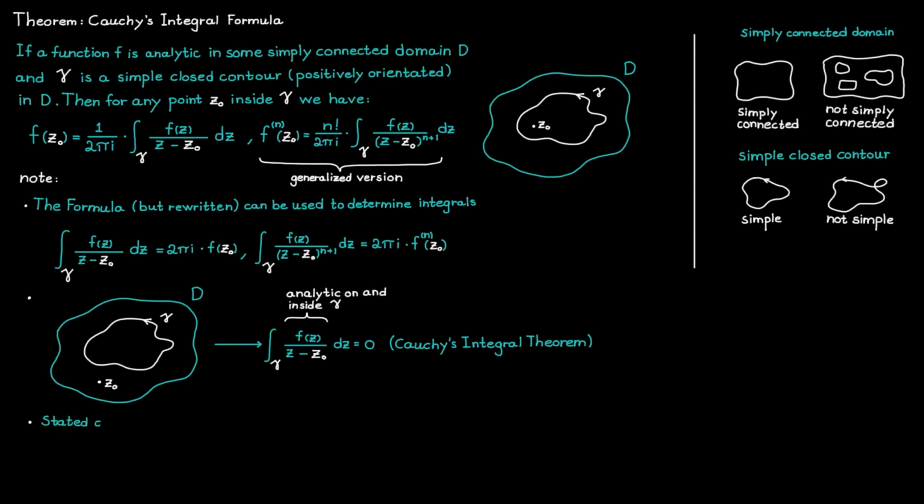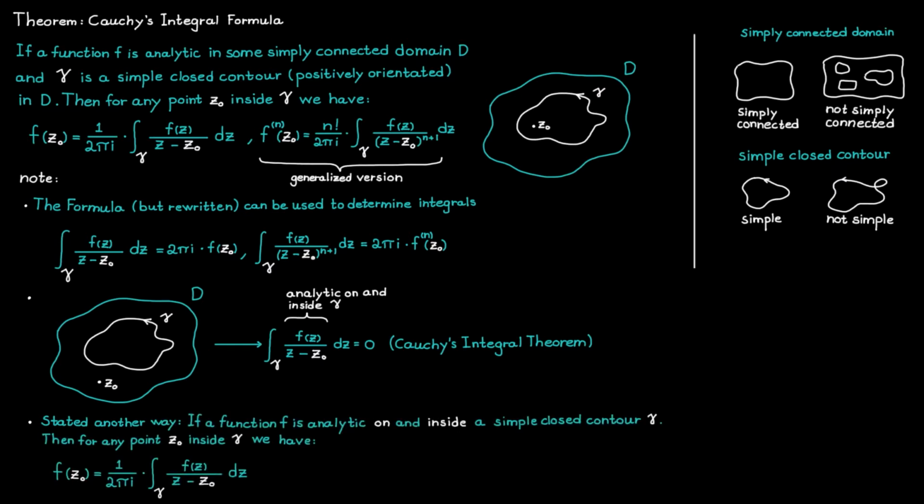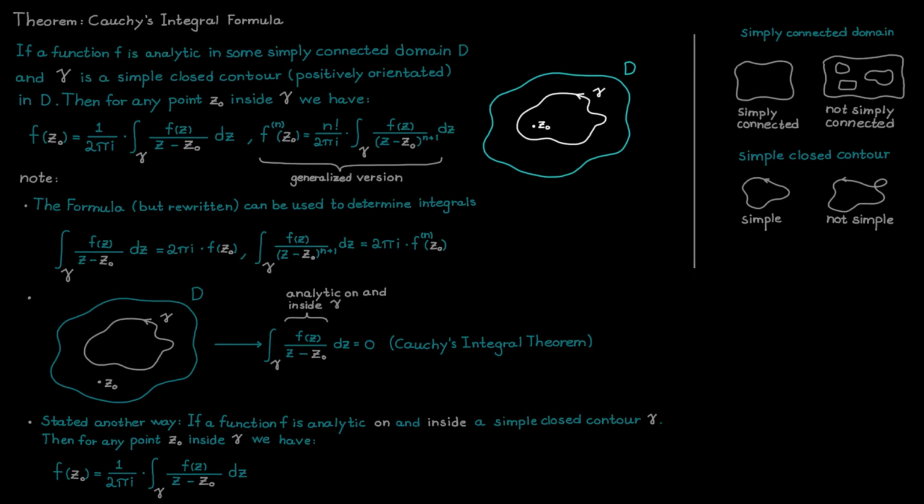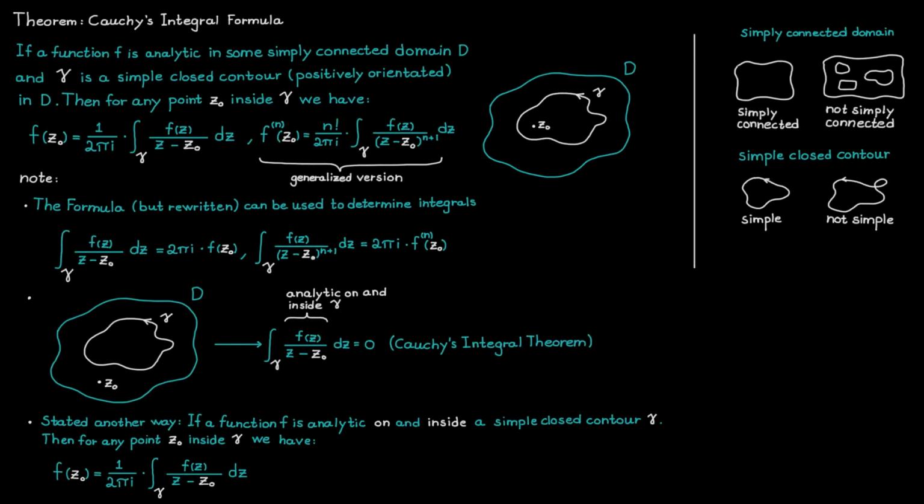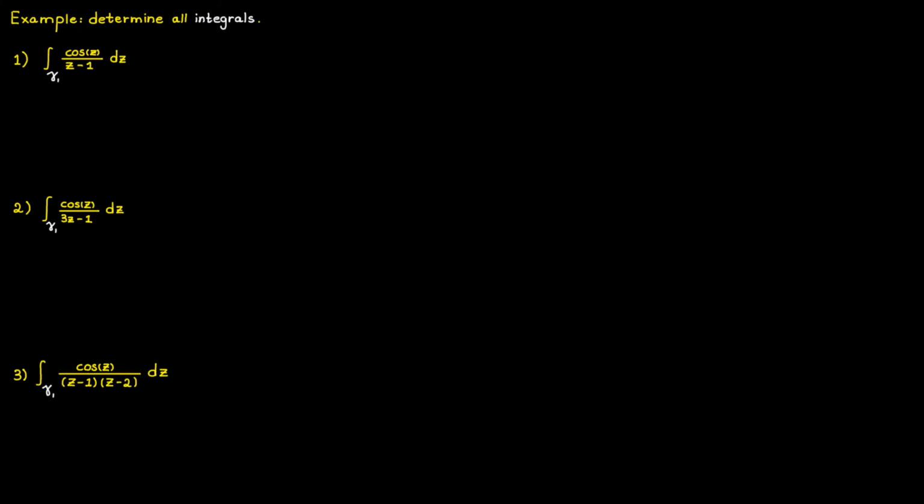The last thing I would like to touch on before we continue by doing some examples is that some books might state this theorem in a different way. They might state it something like this. And this is completely fine, since if a function is analytic in some domain D, and gamma is inside of this domain, then of course our function must be analytic on and inside of gamma, since gamma also lies inside of a domain. So let us continue by doing some examples.